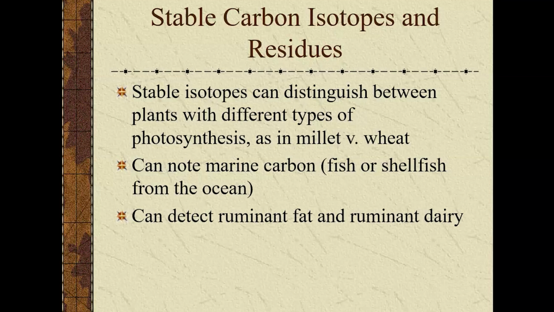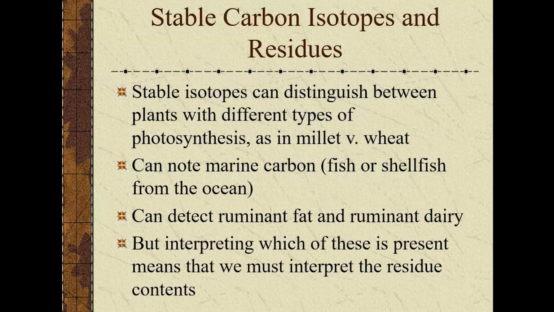So just be aware that with residues, and I'll do more with this in a minute, you can use these results to get at ruminant fat, adipose fat, and ruminant dairy. But to get at all these things, we have to interpret the residues because, as I say, the isotopic results can overlap quite a bit. So we need to use everything together to do a good interpretation. We have to interpret the residue and also look at the isotopic data if we think it will be useful at one particular site.